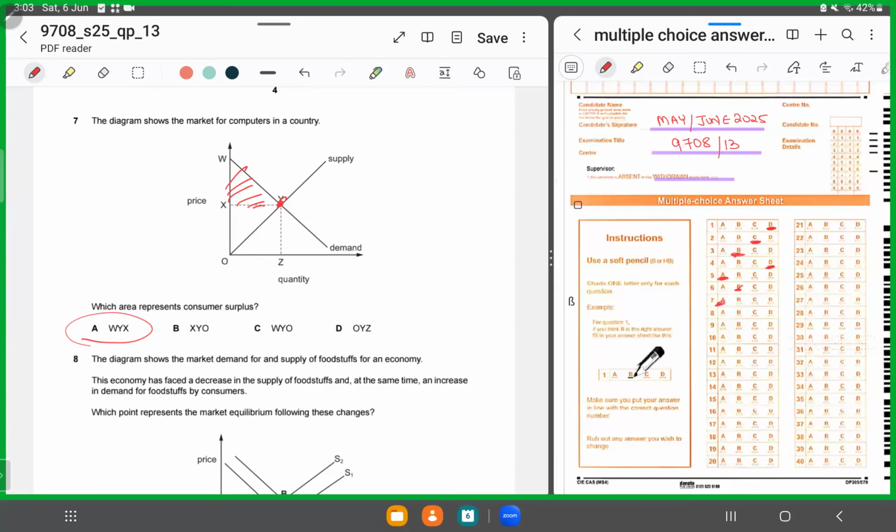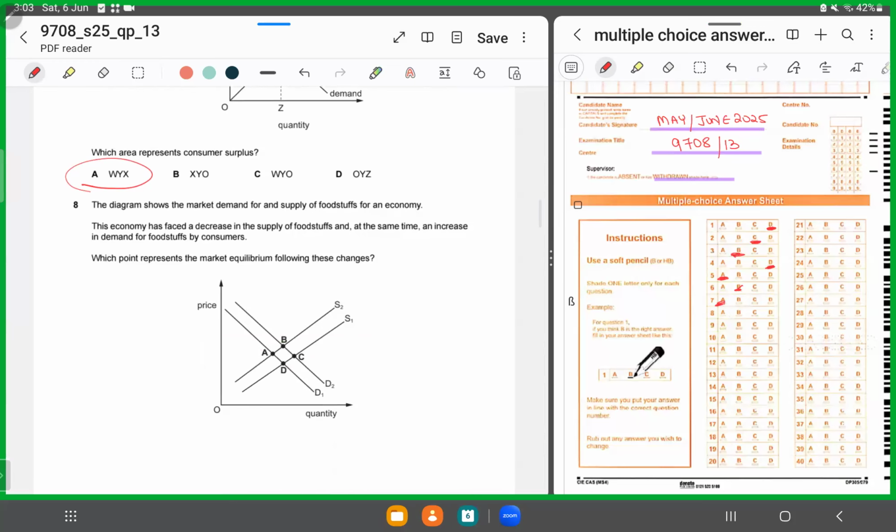Moving forward, MCQ number 8. MCQ number 8 says the diagram shows the market demand and supply of foodstuffs for an economy. The economy has faced a decrease in the supply of foodstuff. So the supply has fallen, and at the same time an increase in demand for foodstuffs. So the demand is increasing.